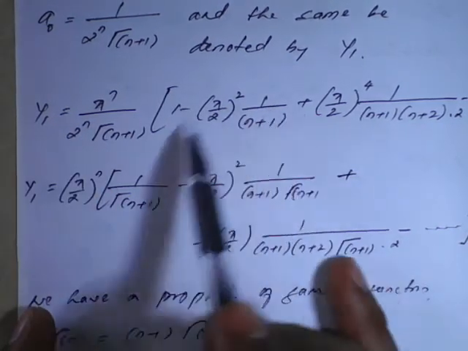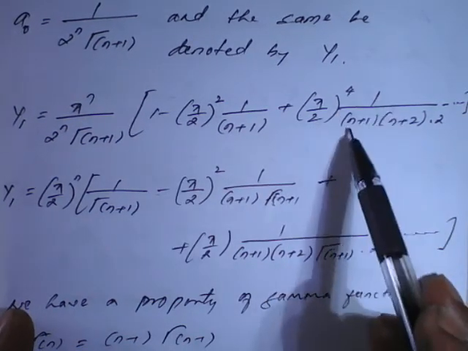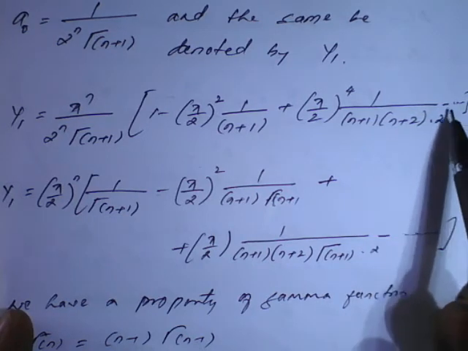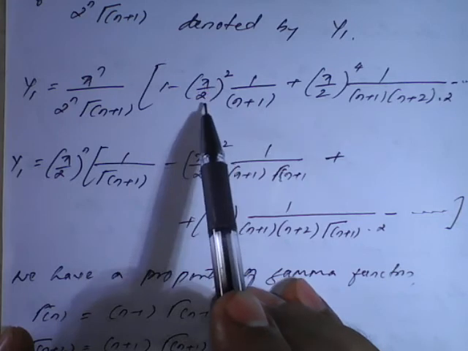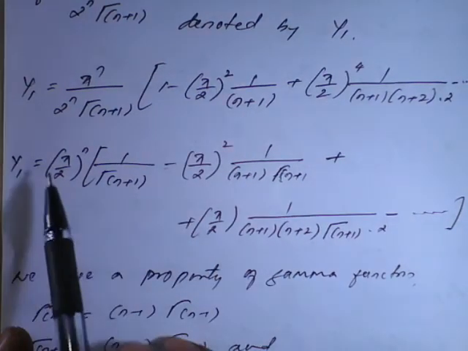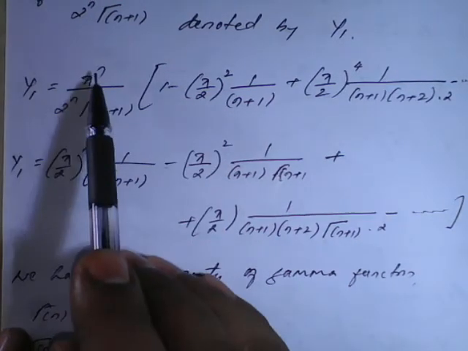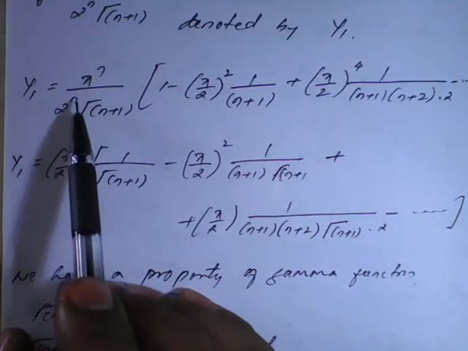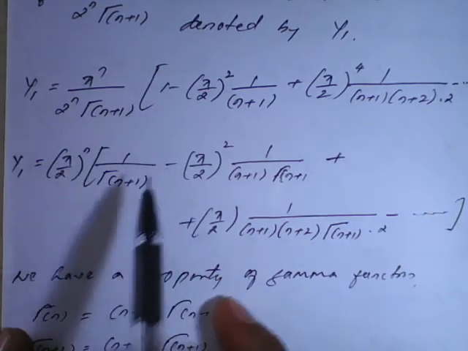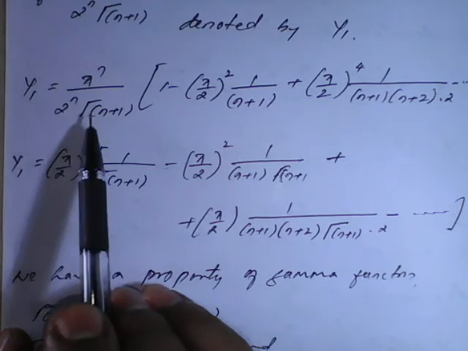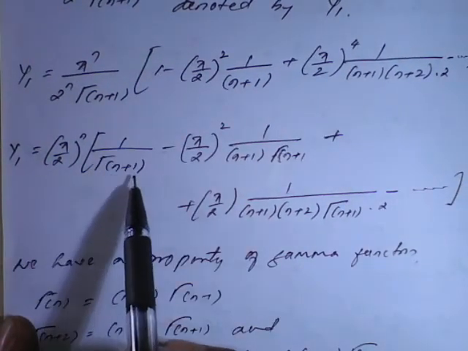This is nothing but equation 4 we are modifying, plus (x/2)^4 into 1 upon (n+1)(n+2) into 2, minus and so on. So therefore y1 will be considered as, take (x/2)^2 common. First simplification: x^n, 2^n can be written as (x/2)^n, and this you push inside, 1 upon gamma of n+1, you push inside, it will become 1 into 1 upon gamma of n+1.